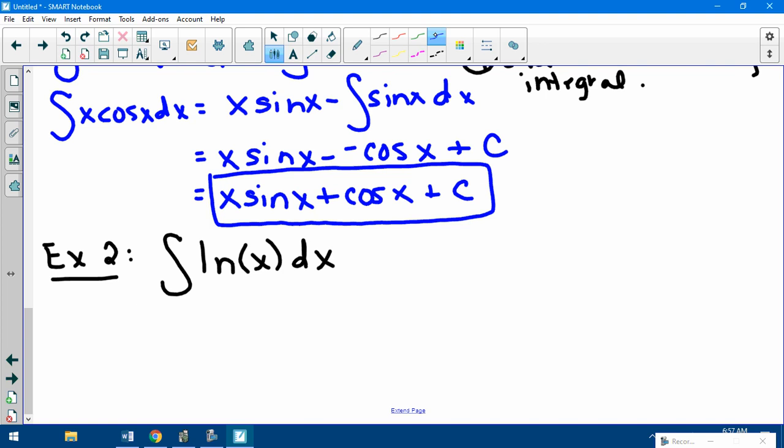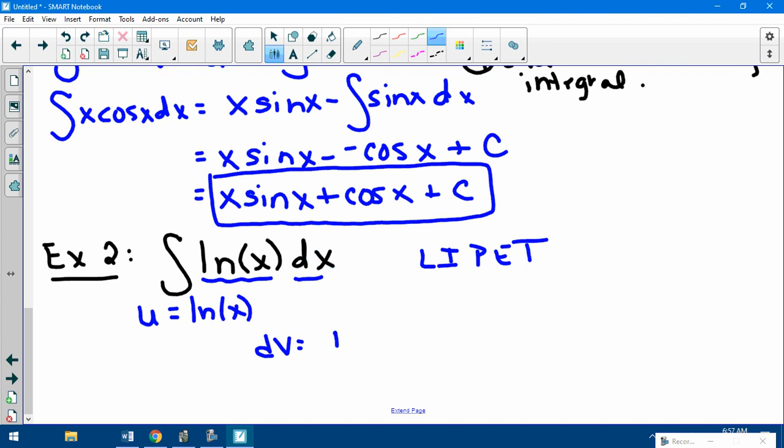So I want to figure out what u should be, and the leftover piece is going to be dv. So think LIPET. What does L stand for? Log. Is there a log here? Yup. ln of x, so that's what u is. So that means the leftover piece, which is just dx, is dv.